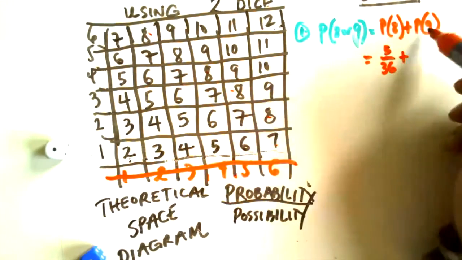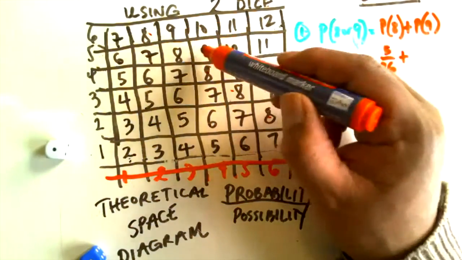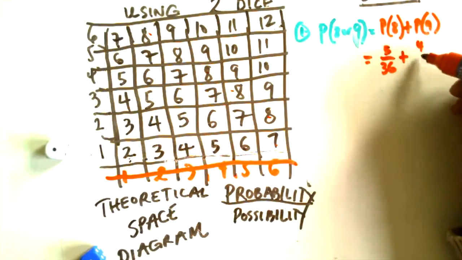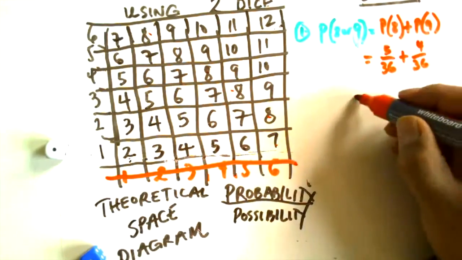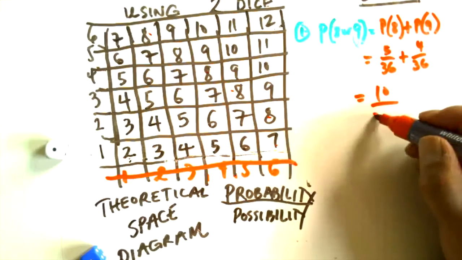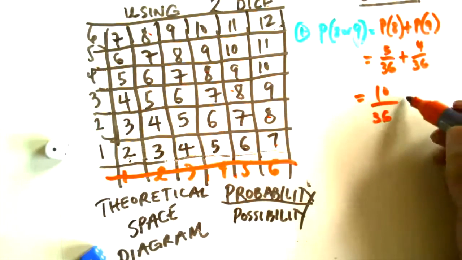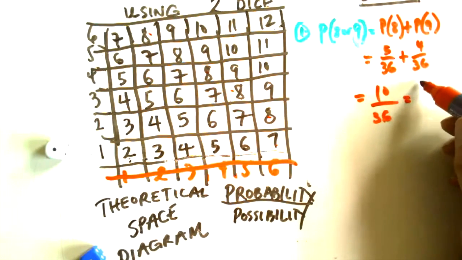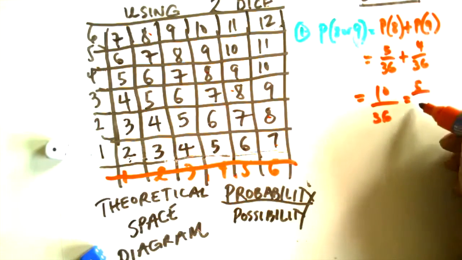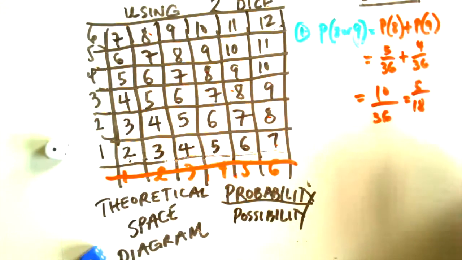And then what's the probability that 9 will turn up? It will be 1, 2, 3, 4. It's 4 out of 36. You add them together, it's 10 out of 36. You simplify, that will be 5 over 18. So that's how you would use this table.